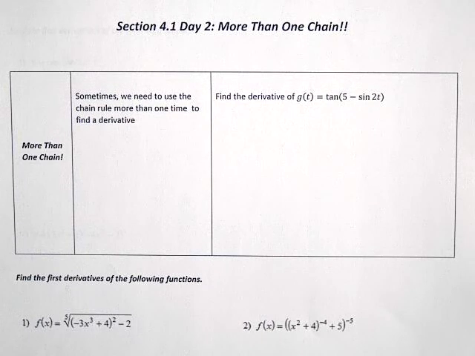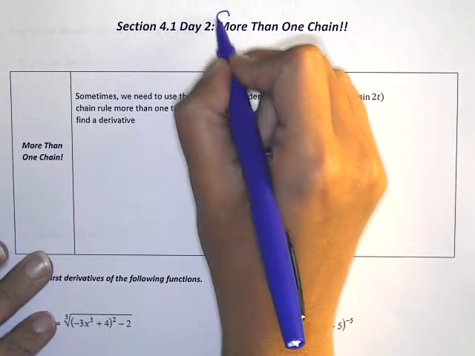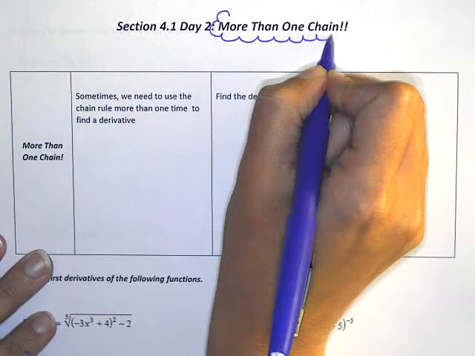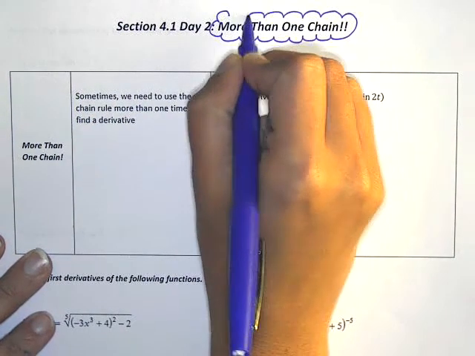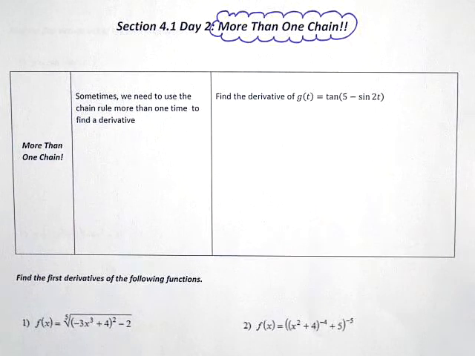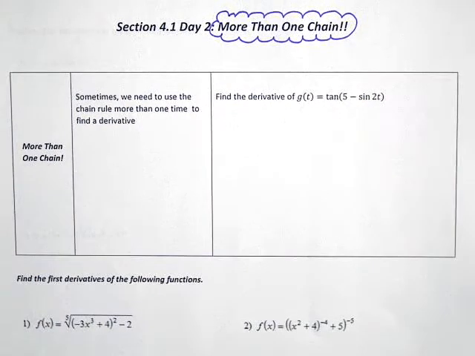So today we're going to be looking at chain rule again, only today we're going to be looking at problems where there is more than one nested function. When that happens, we say that we need more than one chain. So sometimes we need to use the chain rule more than one time in order to find the derivative.